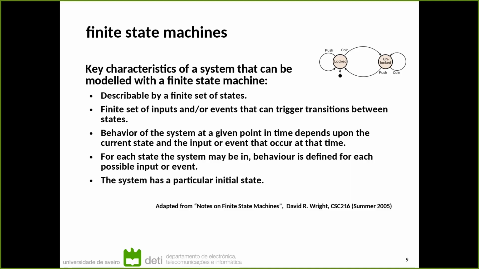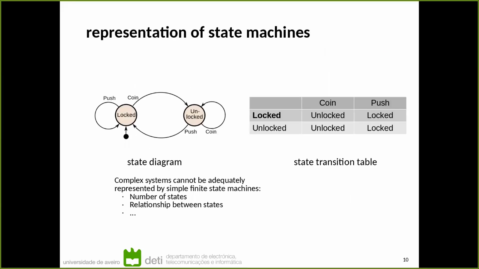For each state the system may be in, the behavior is defined for each possible or relevant input or event. It doesn't have to be for all possible inputs. And the system has some particular initial state.